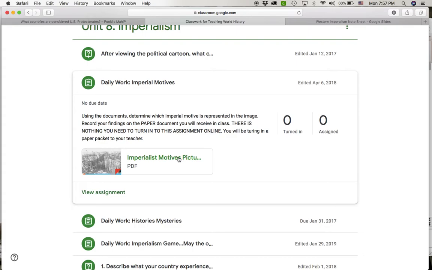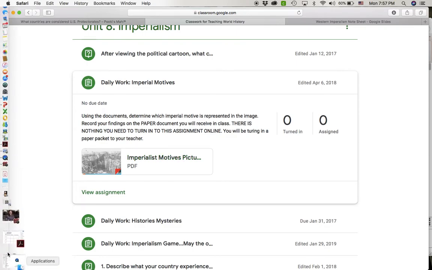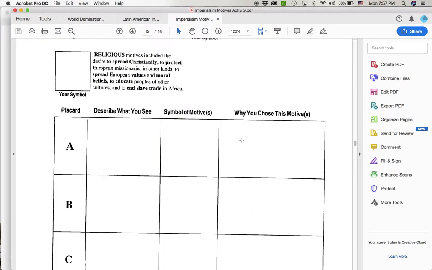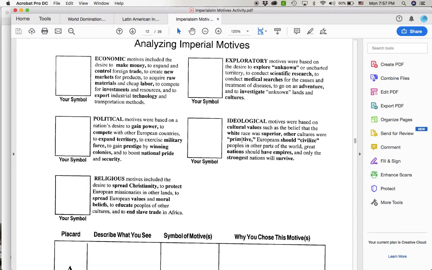But you are going to be using this packet here. It looks like this. To do this assignment, the first thing you need to do is, you can see it has the 5 motives for imperialism. You're going to need to draw a symbol for each one of those motives in those boxes. So like economic, you may put a dollar sign, or you may put an actual dollar. Political, you may draw an arm, or something to be powerful. Religion, you might draw a cross. You can draw whatever you want to. But you are going to put a symbol in each one of those.